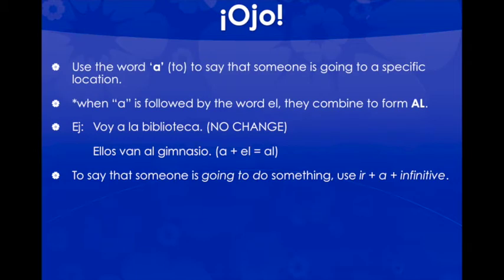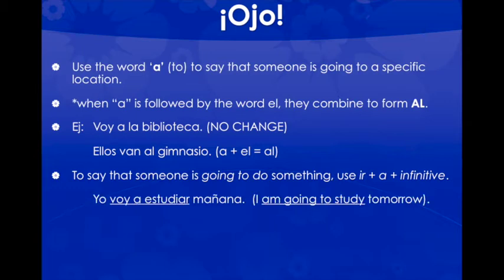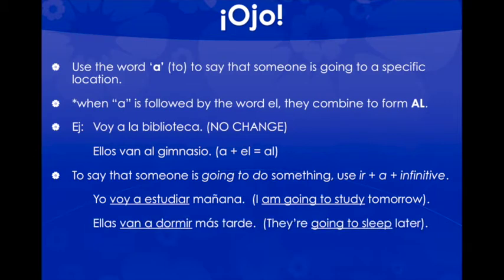We can also use ir to say what somebody is going to do, like in the future. To do that, we use ir a infinitive. To say I am going to study tomorrow, we'd say yo voy a estudiar mañana, where you don't have to conjugate the verb estudiar. So yo voy a, and then any verb in the world, and it'll say what you are going to do. Ellas van a dormir. They are going to sleep later. Más tarde.